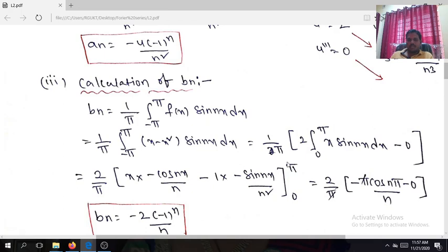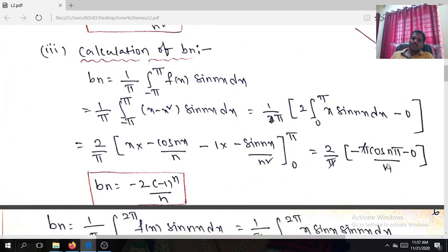Right, if you go for the upper limit, here plus x is there, x into minus, that is minus pi into cos n pi divided by n, minus 0 into cos 0. Even cos 0 is equal to 1. Cos 0 is multiplied by 0, it is 0. Right? 0 by n, it is 0. Only one term we have, that is minus pi cos n pi divided by n. Yeah, this pi will cancel, which is equal to minus 2 by n into, here cos n pi is minus 1 to the power of n.